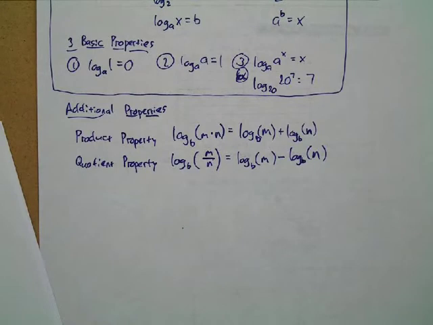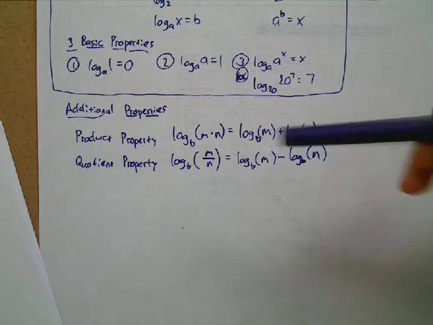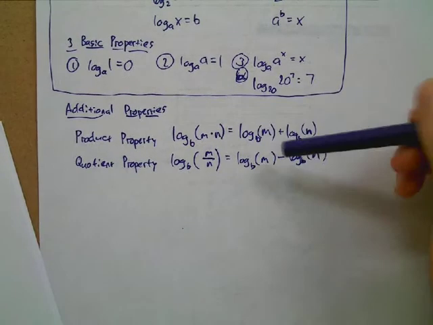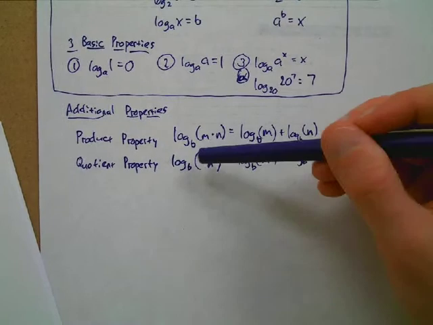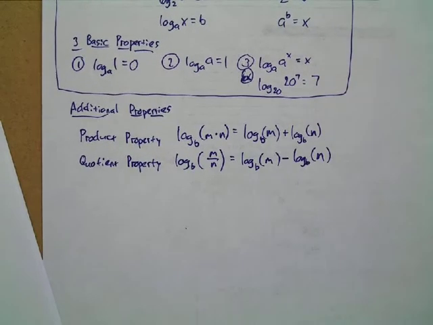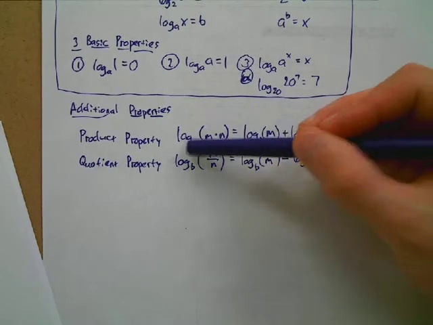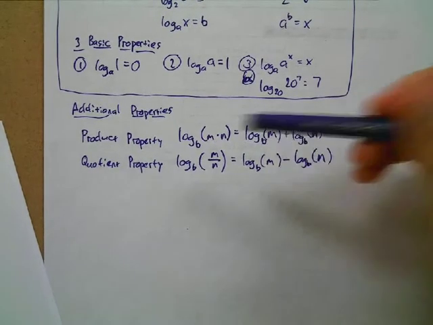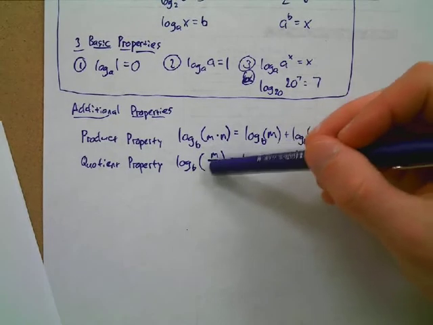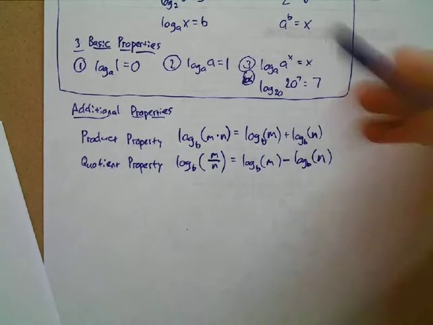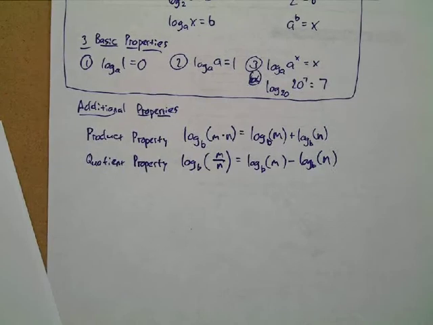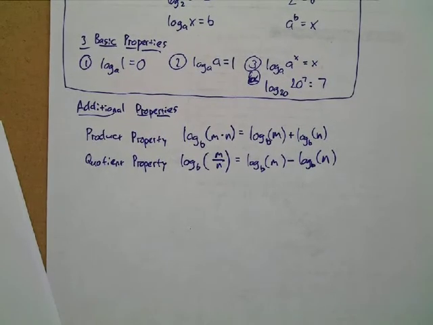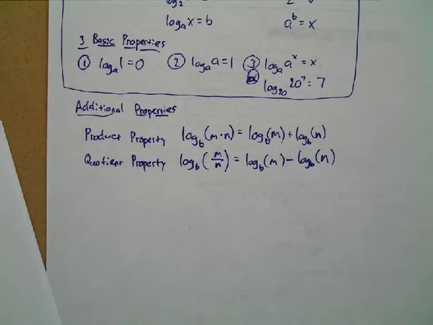Now, if you remember, we've seen situations before where multiplication became addition and division became subtraction. That's like our exponent properties. When you multiply two numbers that have the same base, you end up adding the exponents. And when you divide two numbers that have the same base, you end up subtracting the exponents. So this is related to those same exponent properties, but they're not exactly the same. They are related, because logarithms and exponents are inverses of each other.